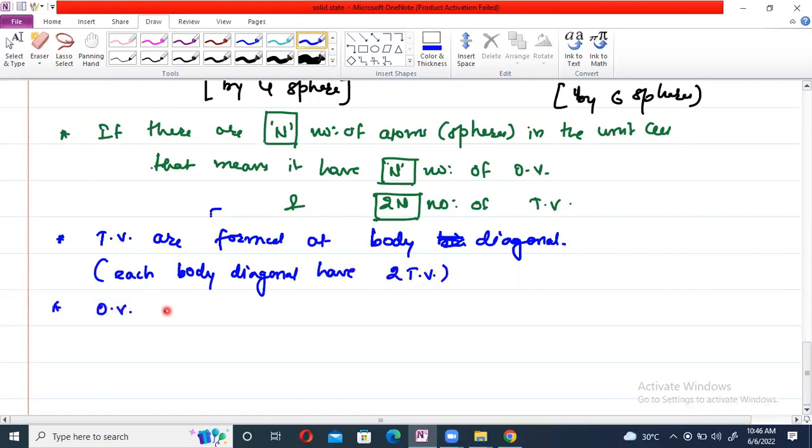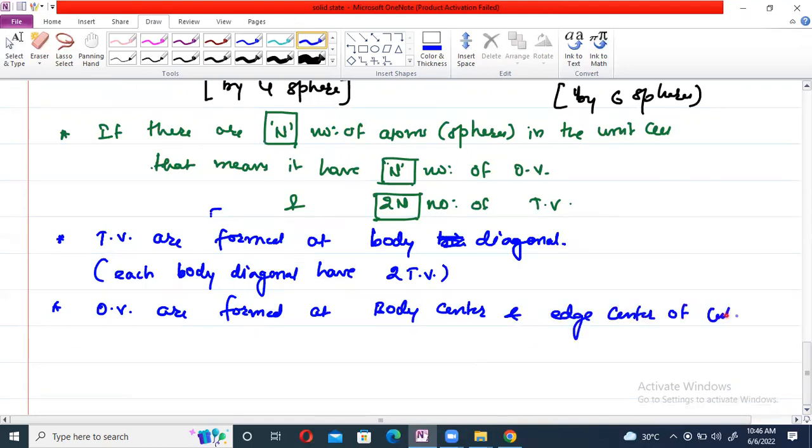But one more is octahedral voids, they are formed at the body center and edge center of the cube. These are the positions of the voids obtained in a particular cube. Right beta?